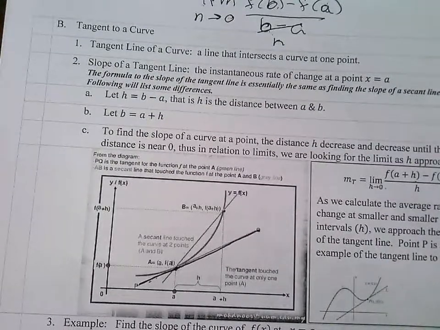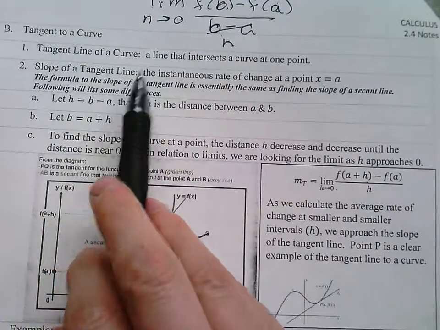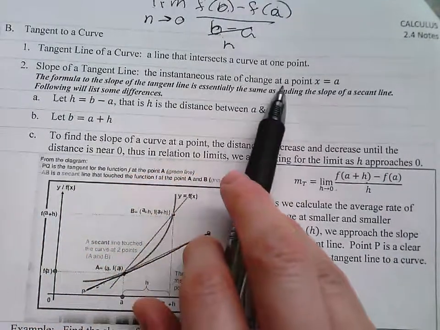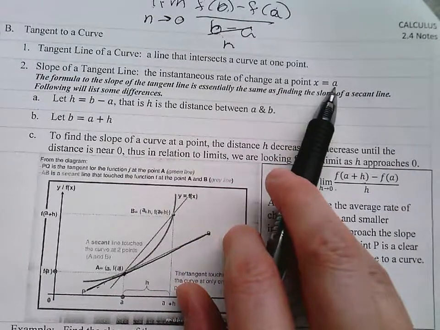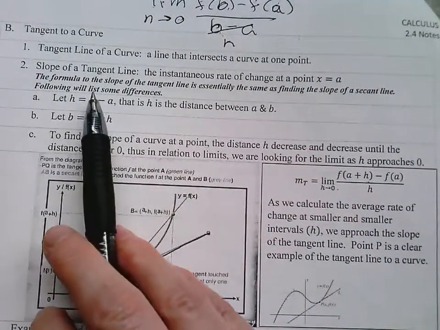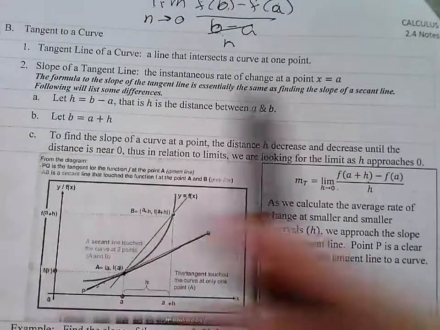And you can do this by a few assumptions. The slope of a tangent line is the same thing as the instantaneous rate of change at a point x equals a. Now, this could be x, it could be t, it could be whatever you want, okay? The formula for the slope of the tangent line is essentially the same as finding the slope of the secant line. Following will list some differences, and I'll show you why.